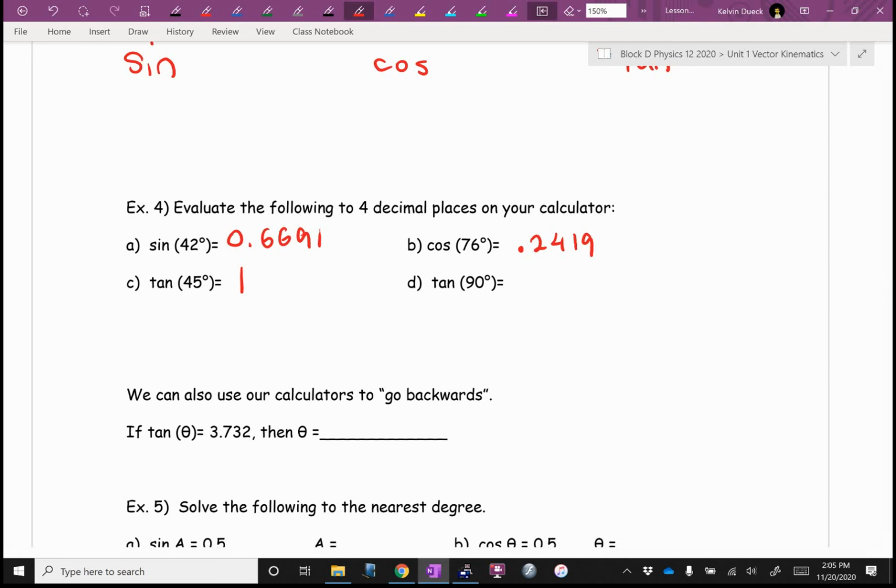Did you get 0.2419 for B? And exactly tan of 45, that's another one I've memorized. I know the tangent of 45 is 1. Pardon me? Because your opposite and your adjacent are the same length in a 45-degree angle because it's an isosceles triangle. So anything divided by itself is 1. Good question.